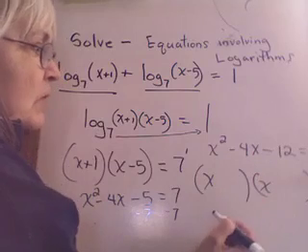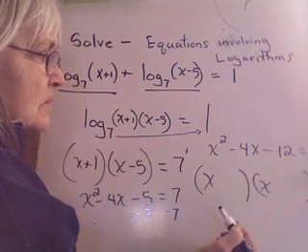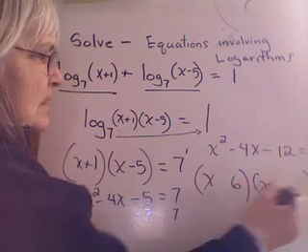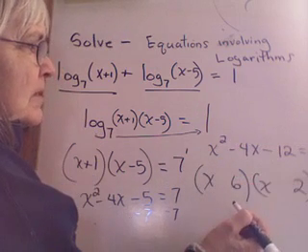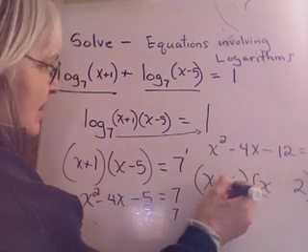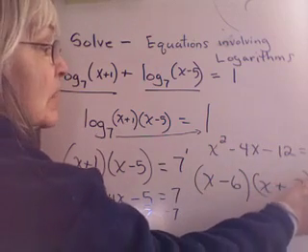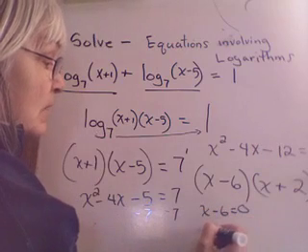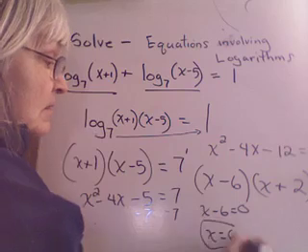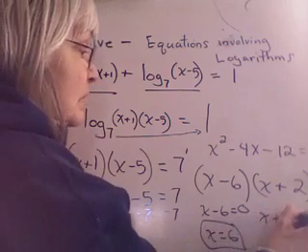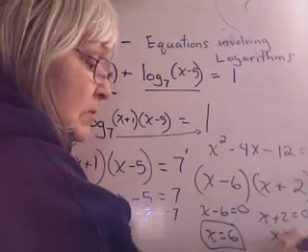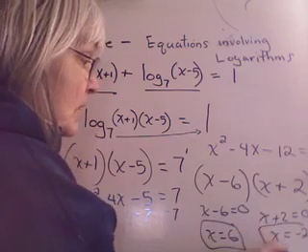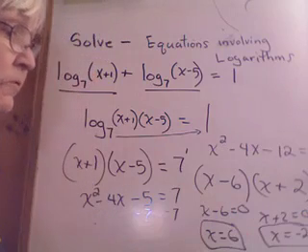All right, factors of 12: 12 and 1, 2 and 6, 3 and 4. 2 and 6. Which one gets the minus? There you go. All right, equals 0. So each part can equal 0. X minus 6 equals 0, x equals 6. X plus 2 equals 0, x equals negative 2.